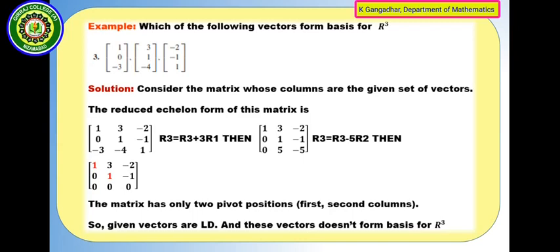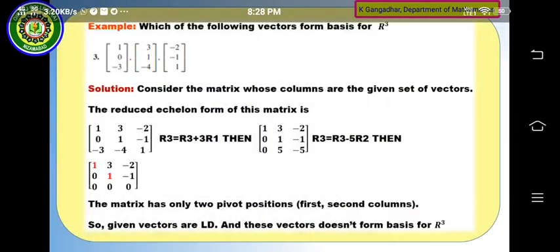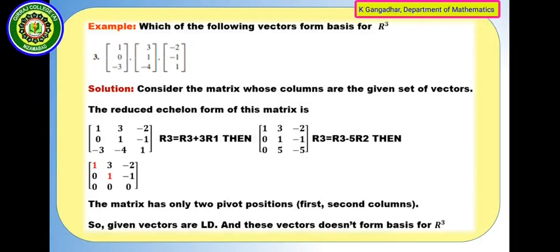The next definition: for these vectors we write the linear combination c1 v1 plus c2 v2 plus c3 v3 equal to 0 bar. If in that linear combination all scalar values are zeros, then we say that the given vectors are linearly independent. That is one method. So one is the determinant method: determinant not equal to 0 means the vectors are linearly independent. Another is to write a linear combination of the vectors, equate to 0 bar, and find the scalar values. If those scalar values are zeros, then the vectors are linearly independent.